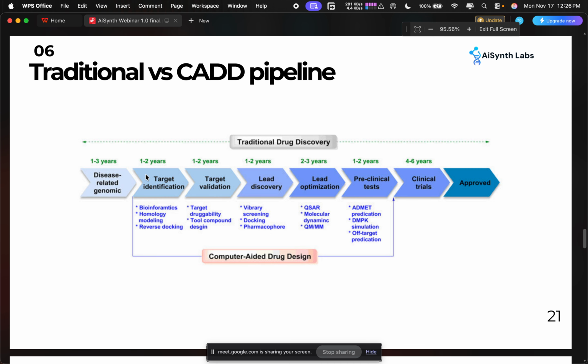And as you can see here, computer aided drug design takes 1 to 2 years. The traditional pipeline takes about 7 to 10 years. That is going to be reduced to 6 to 12 months by computer aided drug design, by bioinformatics, target druggability, library screening, docking, pharmacophore, and all these things will just be done in a matter of months, something that would naturally take years, 6 to 10 years.